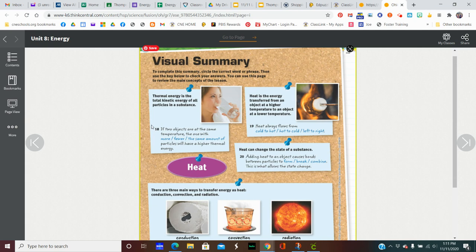So this is our review for the lesson. So thermal energy is the total kinetic energy of all the particles in the substance. If two objects are at the same temperature, the one with the more, fewer, or the same amount of particles will have the higher thermal energy. Back to the question about the soup and the tiger and the cat and those kind of things. Which one's going to have the higher amount of thermal energy?